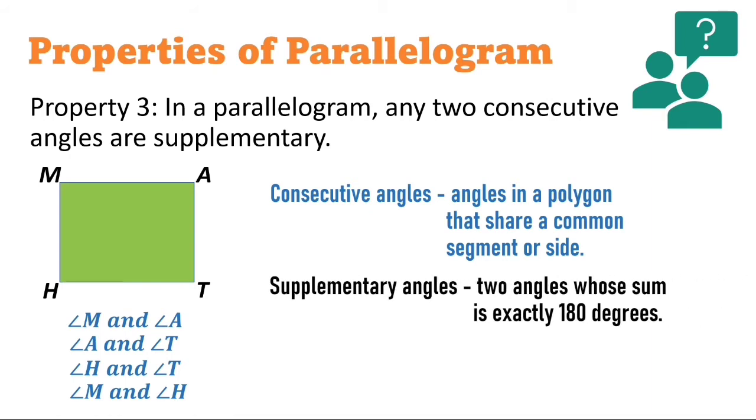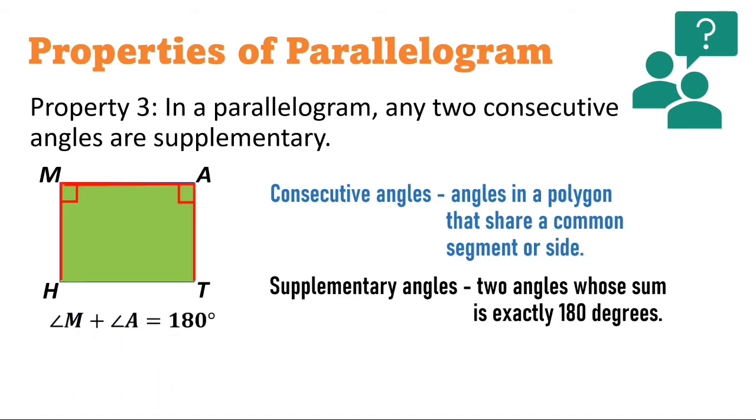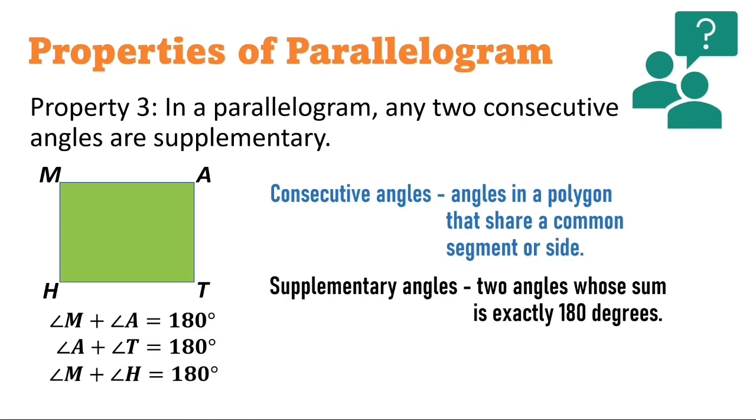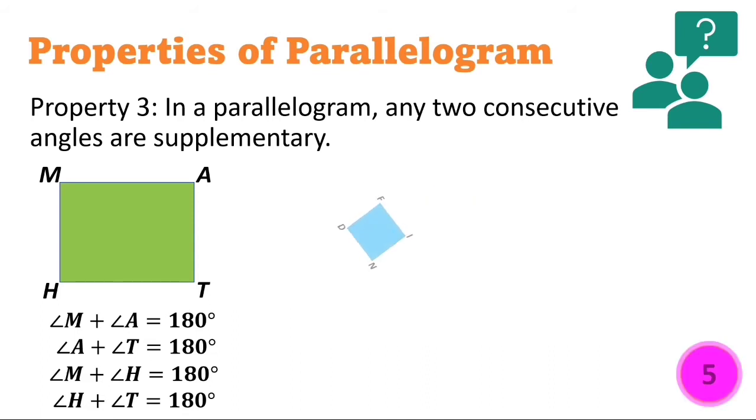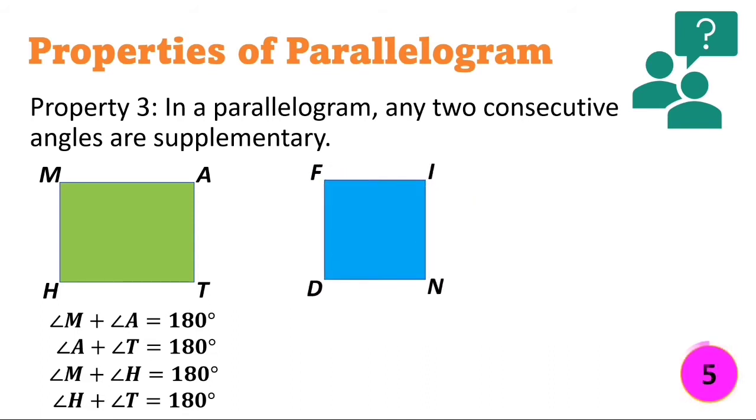Supplementary angles are two angles whose sum is exactly 180 degrees. Since our example is a rectangle, in which each angle is equal to 90 degrees, it is very clear that the sum of the consecutive angles is equal to 180 degrees. Now, let us have another example of parallelogram. At this point, I want you to identify the consecutive angles that are supplementary.